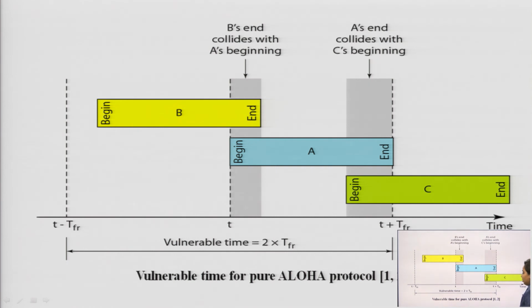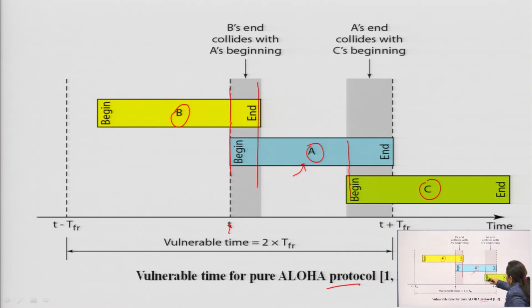Now, next is the vulnerable time for the pure ALOHA protocol. This is how we have to calculate it. This is the time duration T. B's end collides with A's beginning. You can see this is the data from station B, this is the data from station A, and this is from station C. You can see how the collision, or overlapping of information, occurs: B's end collides with A's beginning, and in this case A's end collides with C's beginning.